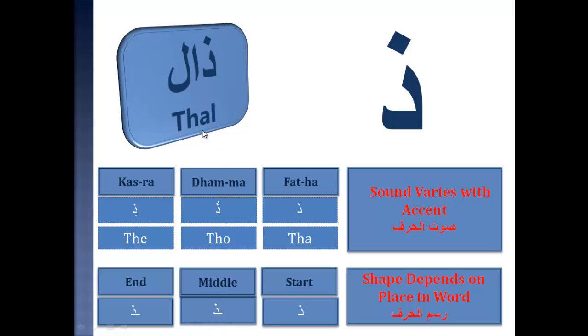Next letter is dhal. The three basic sounds are dha, dhu, and dhi. Similar to the dal, dhal keeps its shape in the beginning, middle, and end.